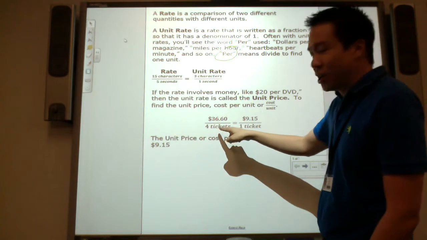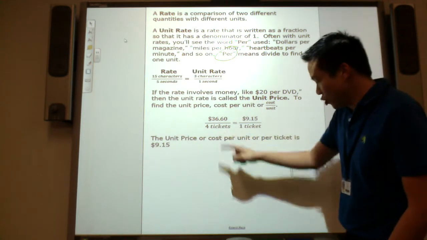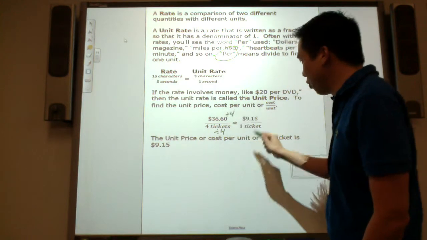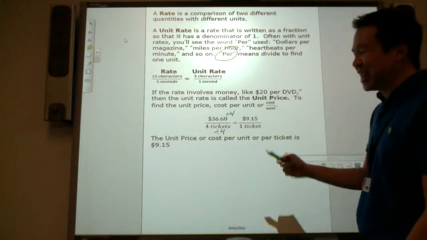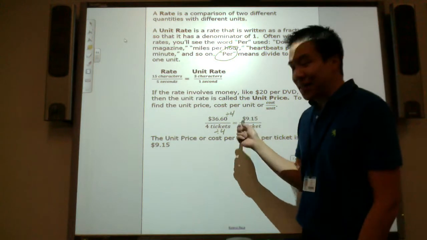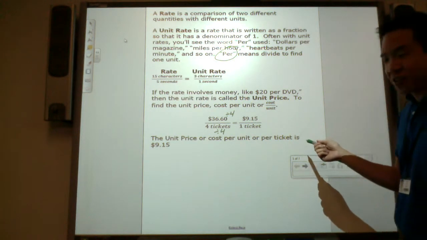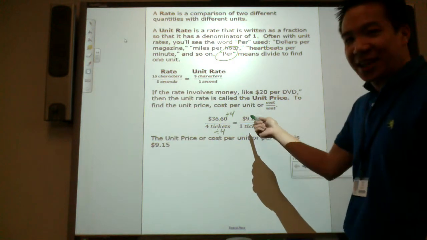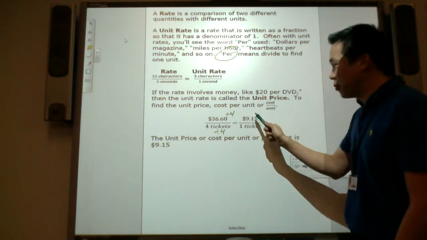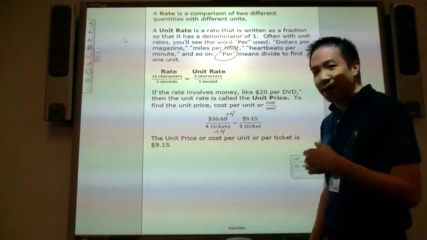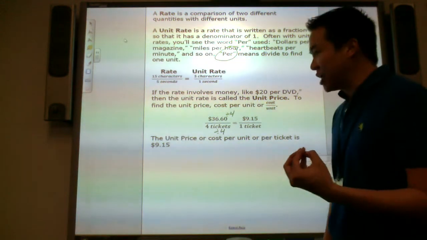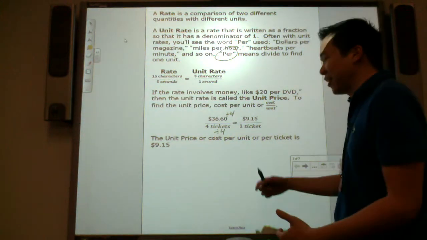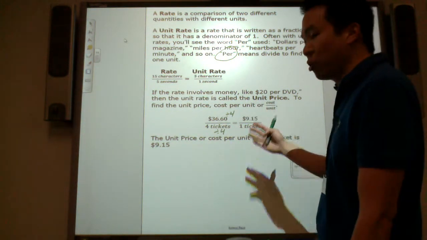$36.60 for 4 tickets. So how much will it cost for each ticket? I divide this number by 4. Each ticket will cost $9.15, or the unit price is $9.15, or the cost per unit is $9.15, or per ticket is $9.15. And from this, you can find different quantities. If I know each ticket costs $9.15, I can find how much 3 tickets cost, how much 7 tickets cost, or how much 13 tickets cost by multiplying.